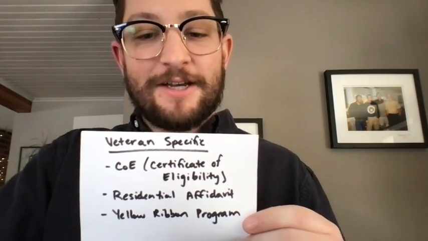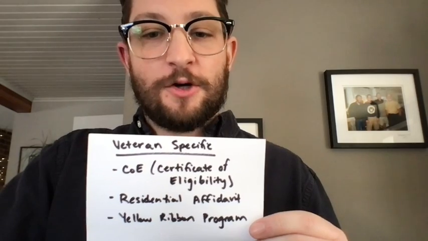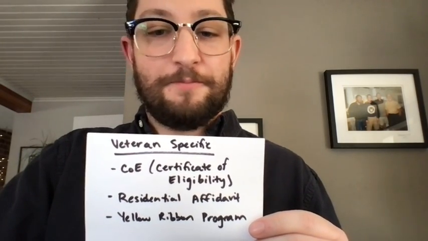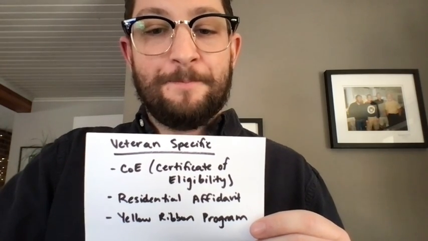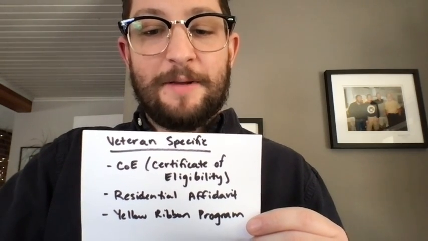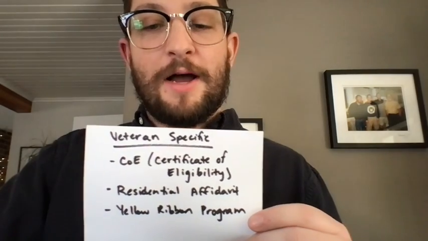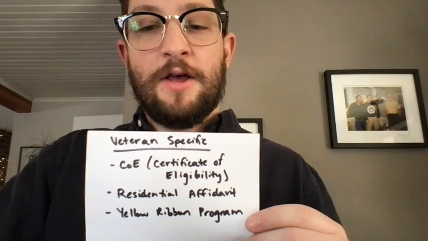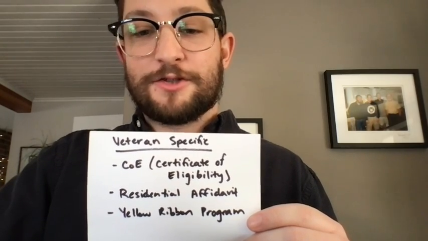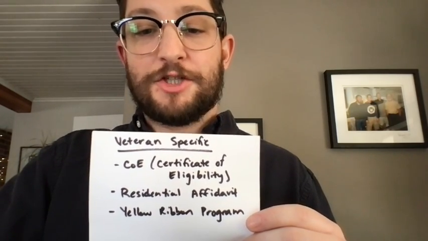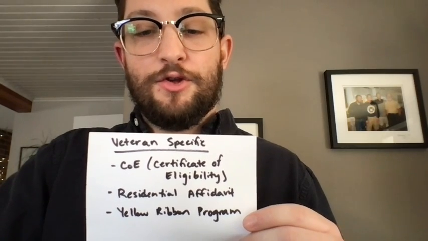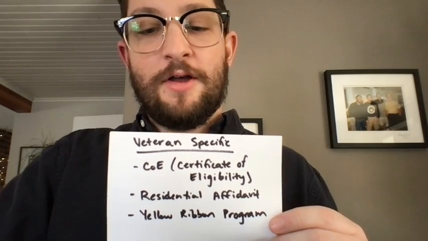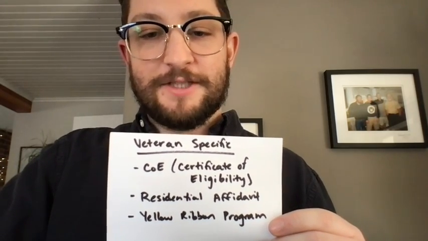Last thing on here is the Yellow Ribbon Program. If you're using the Post-9/11 GI Bill, which is really the most common military benefit that people are going to be using, and you're going to a public school, that will cover the cost of the tuition. If you're going to a private school, often their prices are much higher. So you might not be able to cover everything with just the Post-9/11 GI Bill. That's where the Yellow Ribbon Program comes in.